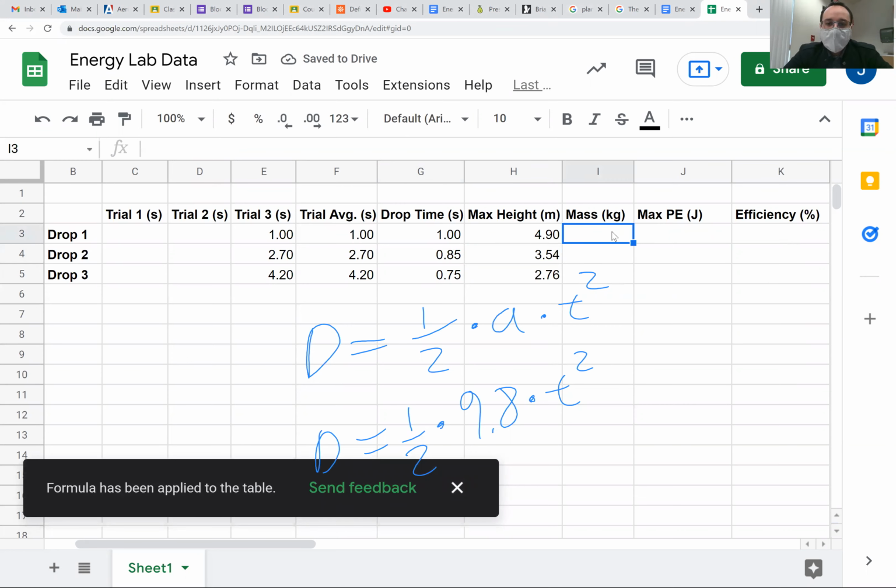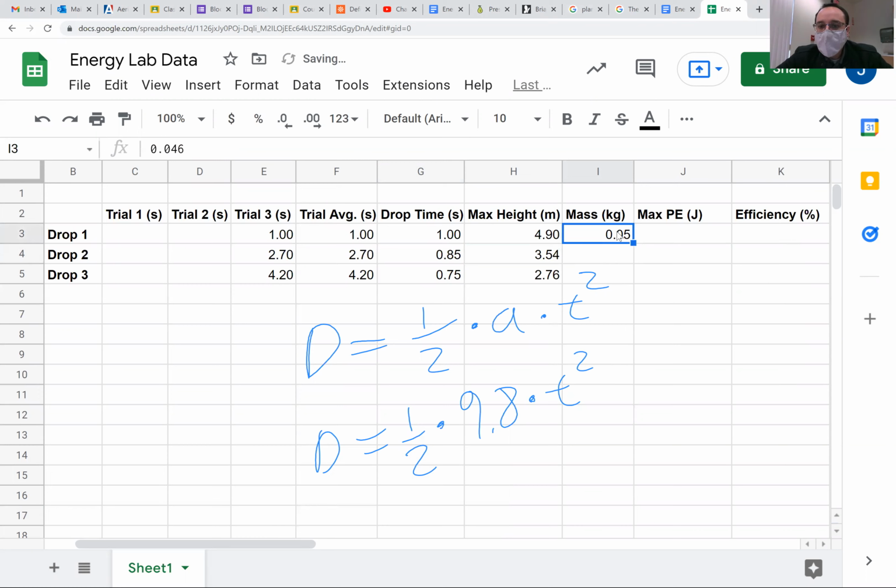Our mass in kilograms is something that you're going to have to plug in, but I'll go ahead and plug in 0.046 kilograms as a placeholder. Then I'm just going to move that on down. Because I'm thresholding at 2 decimals, it's going to show up as 0.05, but the program knows that it's 0.046. And if I want to, for that cell, I can give one more decimal.